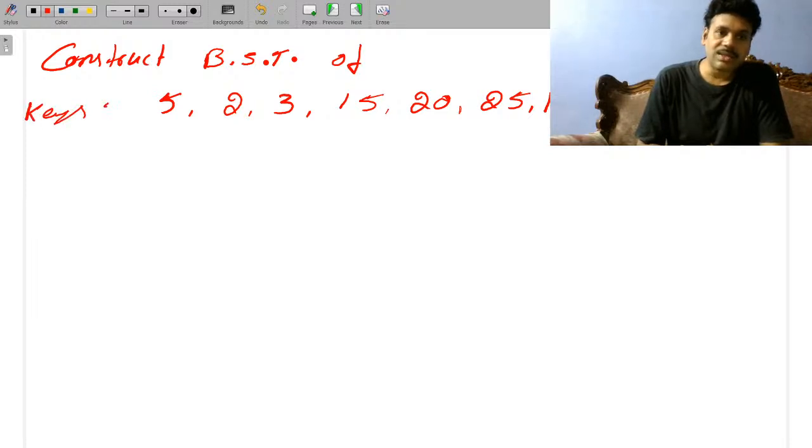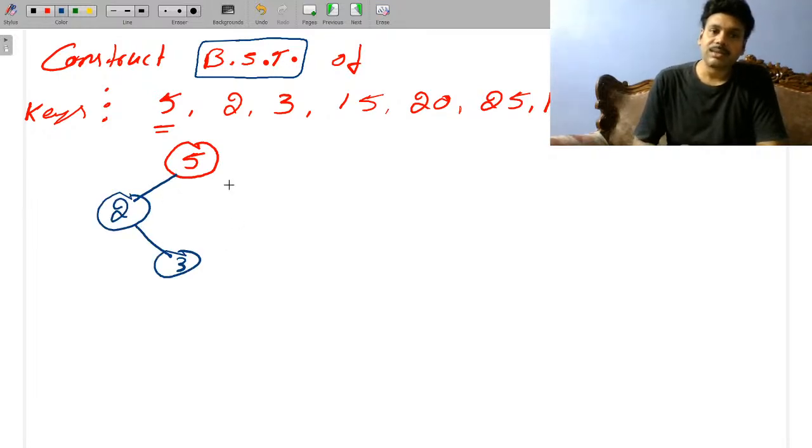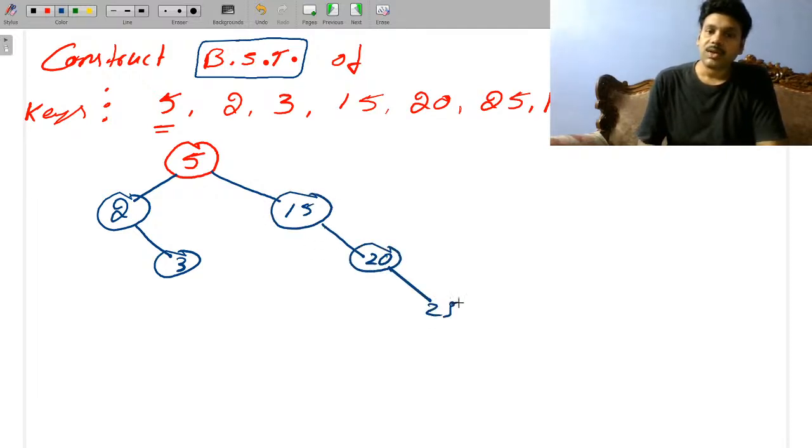These are your keys. I'm constructing a binary search tree, friends. You all know how to construct it. It starts with 5, and 2 here, and 3 here, 15 here, 20 here, 25 here, 1 here.